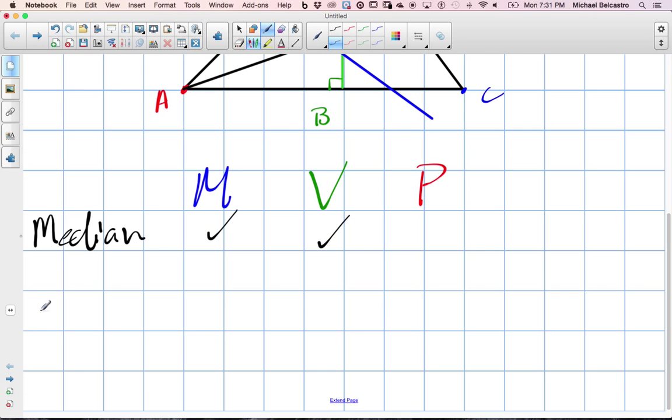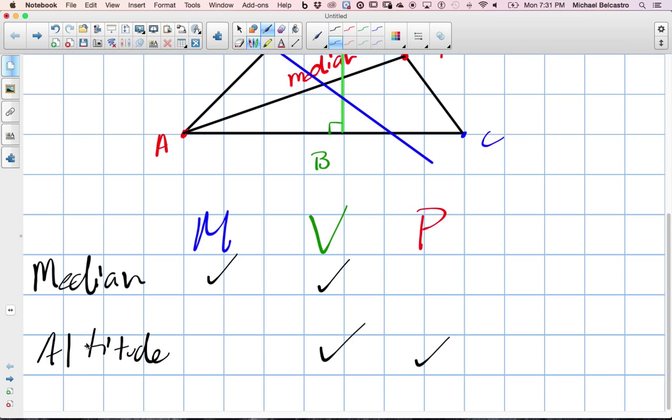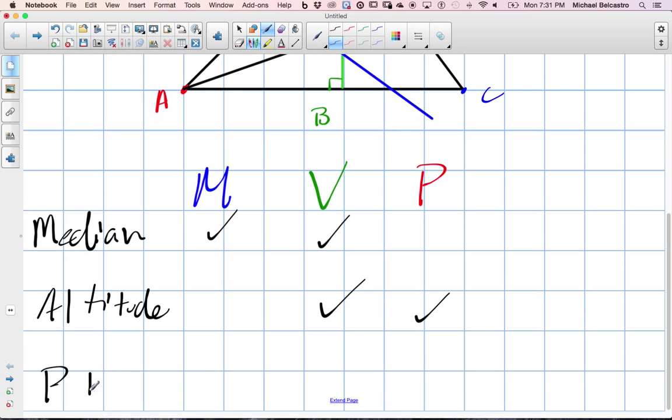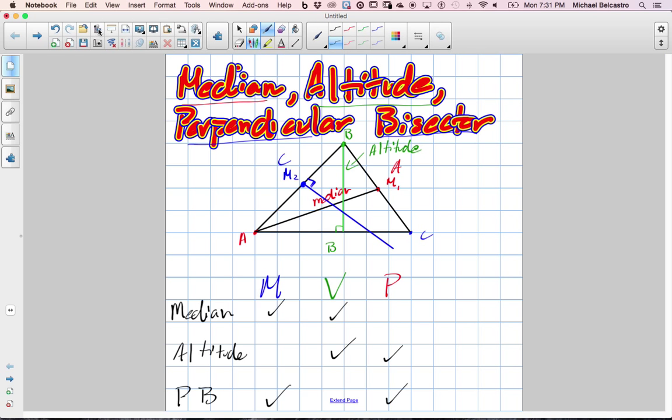And altitude deals with a vertex and being perpendicular, but has nothing to do with the midpoint. And then, what's the last one? Perpendicular bisector, we'll call it PB. Perpendicular bisector goes from the midpoint and is perpendicular. Okay, so those are the 3 things that it covers.